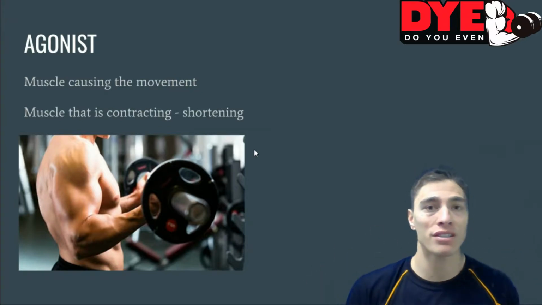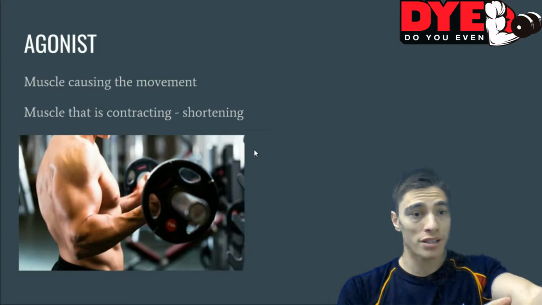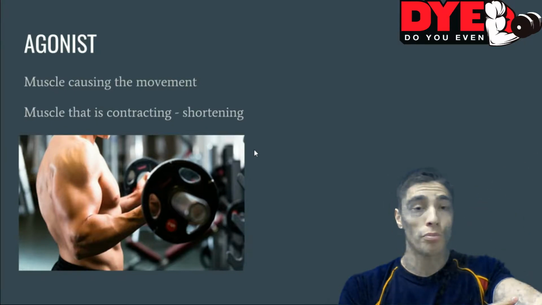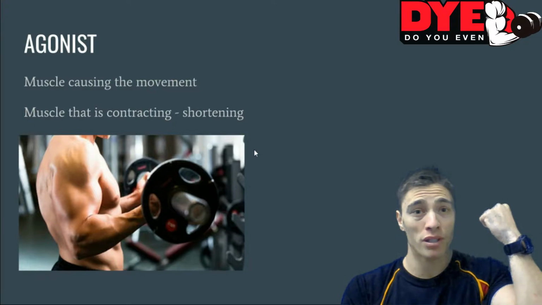Okay, so here we have an example of a bicep curl. When you're doing the bicep curl, your agonist is your bicep because that's actually producing the movement.